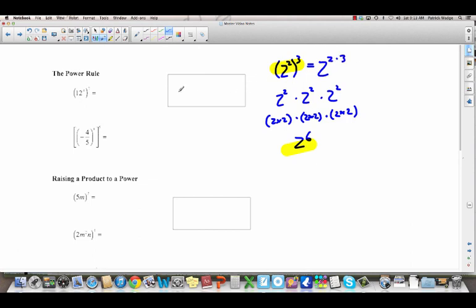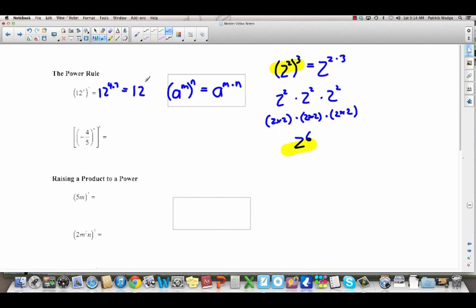So our rule is a to the m, any number raised to a power, which is then raised to another power. This is a power of a power. That's equal to a to the m times n. So if it's 12 to the 4th to the 7th power, it's 12 to the 4 times 7.